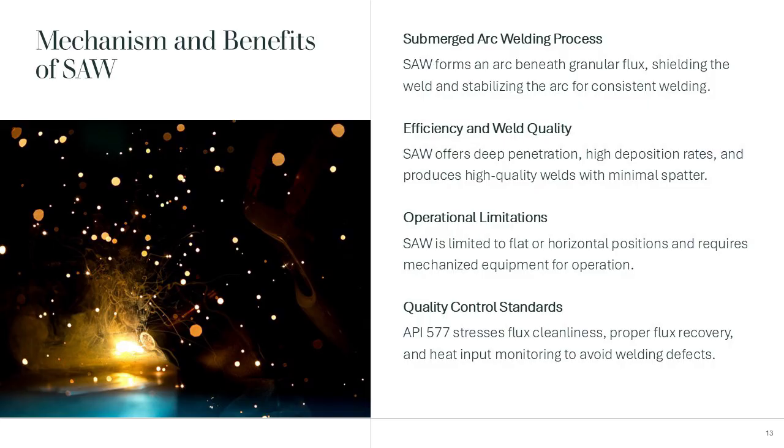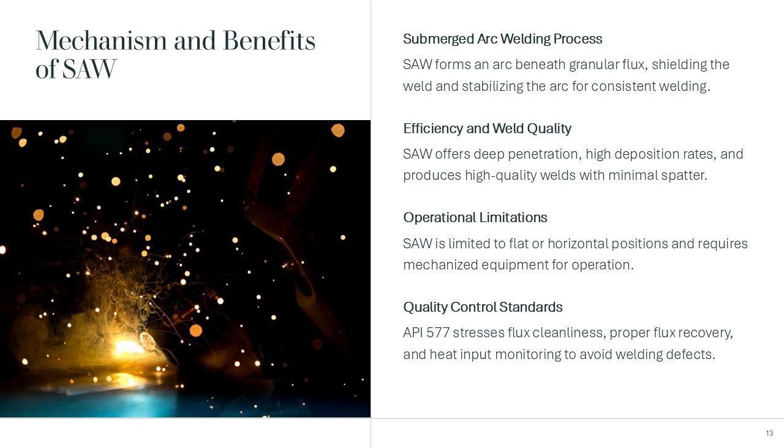Mechanism and benefits of submerged arc welding, or SAW. SAW involves forming an arc beneath a blanket of granular flux, which shields the weld from atmospheric contamination and stabilizes the arc. This process is highly efficient, offering deep penetration and high deposition rates, making it ideal for welding thick sections in pressure vessels, pipelines, and structural components.